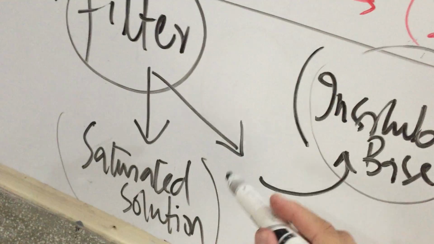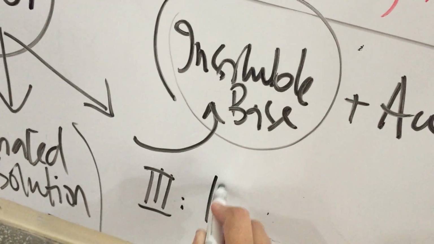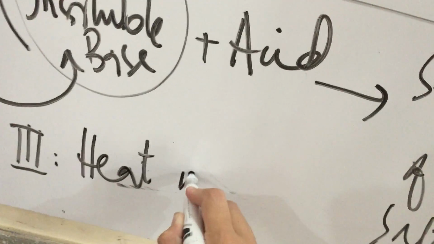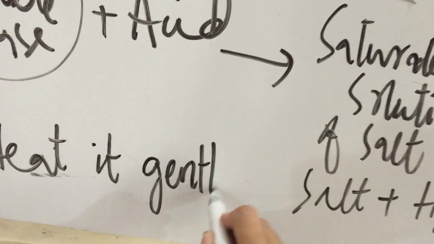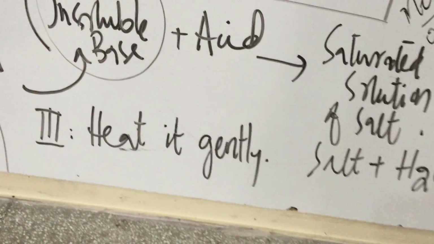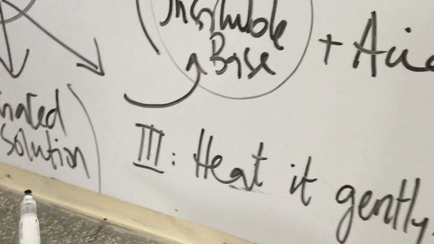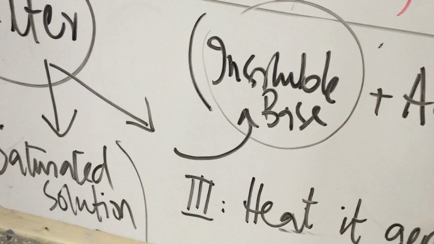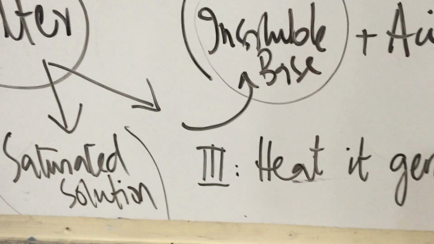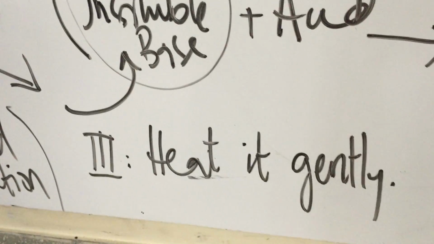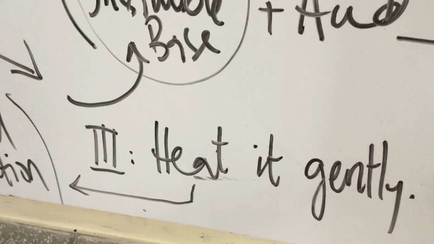Once you obtain your saturated solution, then the third step is you will heat it gently. What does it mean? Heat it gently means you will not directly heat your solution. You will use a water bath in order to heat your saturated solution. So this will give you your saturated solution.